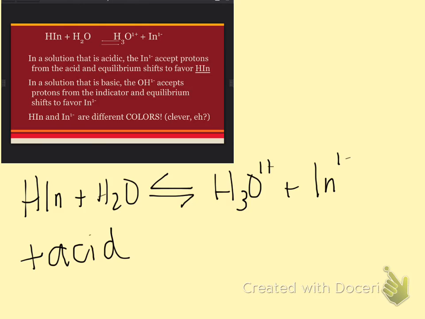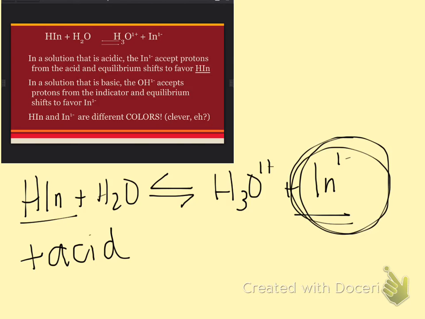So if an acid gives up a proton, which of these compounds, just looking at the indicators, would be willing to accept a proton? This lonely anion will accept the proton. So then with an acid, we're going to create this, and we're going to shift the equilibrium back towards this compound. Does that make sense?